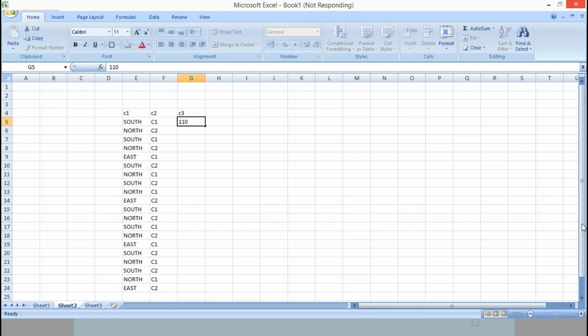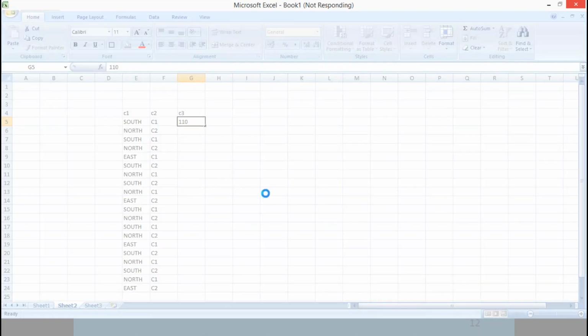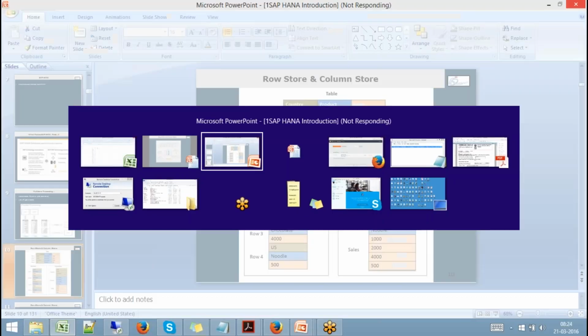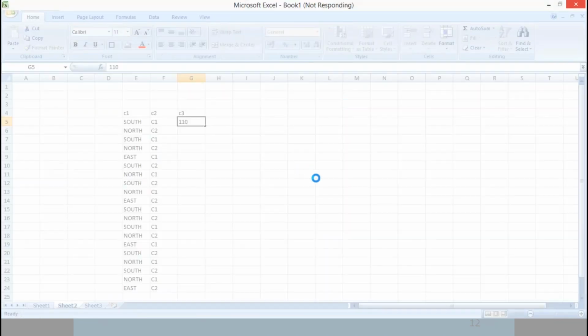Then how is the system going to identify, as you earlier discussed, how the table will be read in the row store and in the column store? I'm not able to open that PowerPoint. The system is stuck. There is a slide which you will see. I'll show you that screen tomorrow. There will be something called positioning indexing and other indexes.